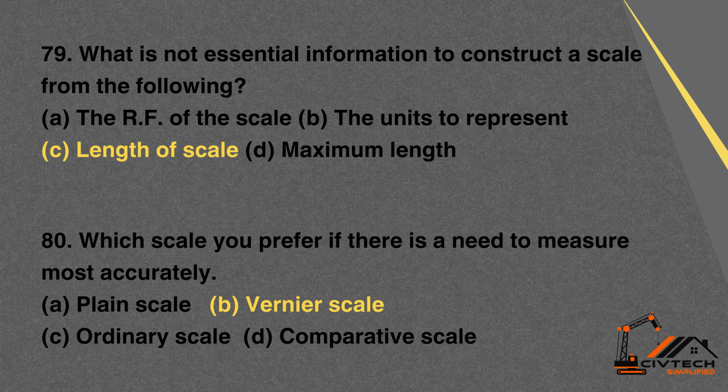79. What is not essential information to construct a scale from the following? A. The RF of the scale. B. The units to represent. C. Length of scale. D. Maximum length. Correct option C. Length of scale.